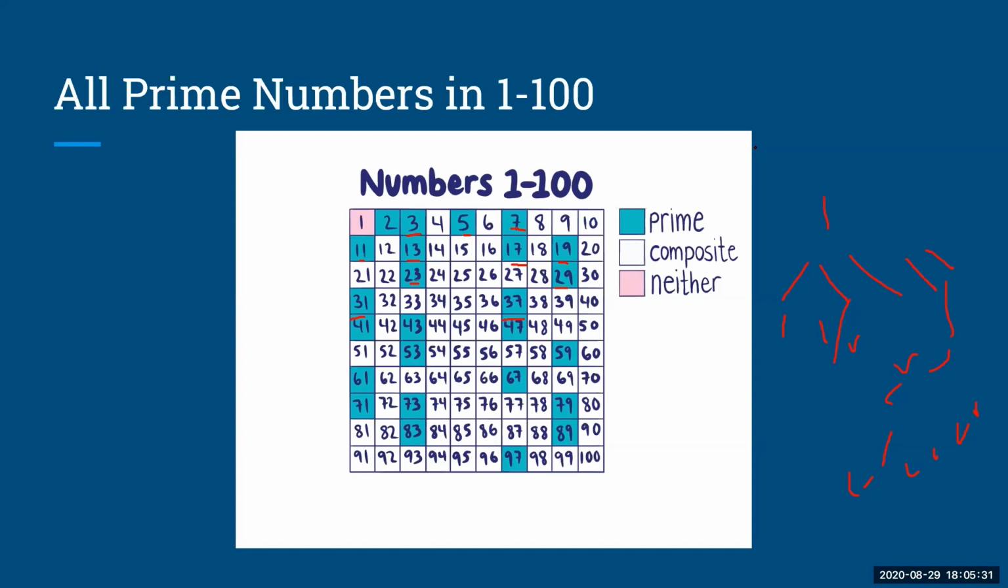Yeah, that's true. You can see that in this last row right here. So 2 is the only even prime number, as far as I know, because every even number besides 2 is composite.